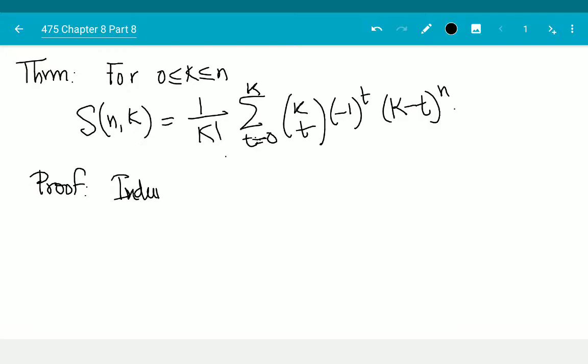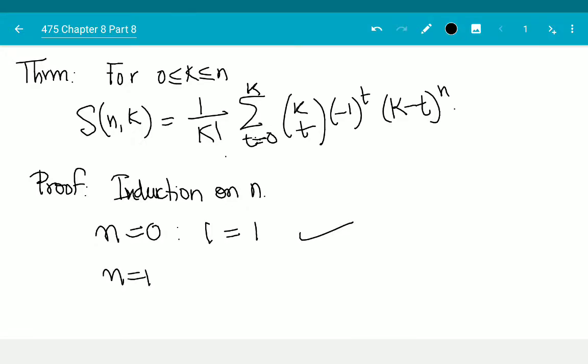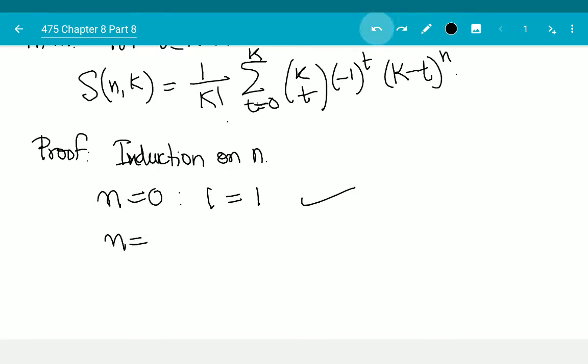Induction on n. n is equal to 0. Well, if you plug in a 0 in everything, you get 0 to the 0, so everything becomes 1. 1 is equal to 1, and that checks out. Okay? For n greater than or equal to 1, let's actually do n greater than or equal to 1.